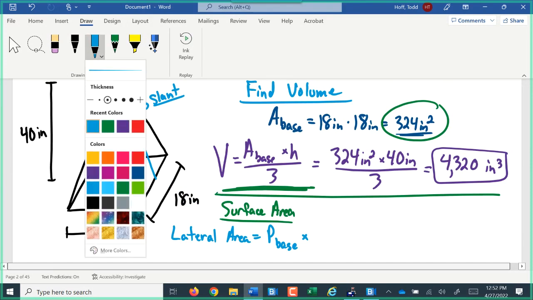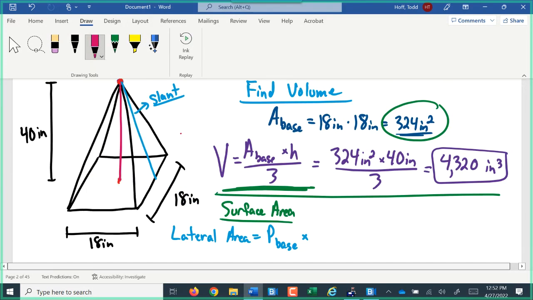We can find it rather easily. I can find it easily. Yeah, you got it. This distance on the bottom is half the length of the side because remember that point is in the middle. This is the height of 40. How do I find that slant? 40 squared plus 9 squared, which gives us 41 inches.